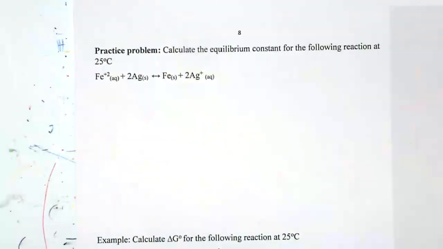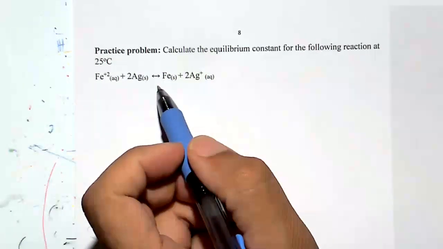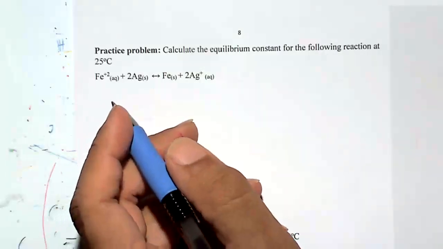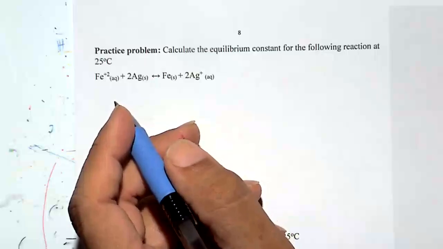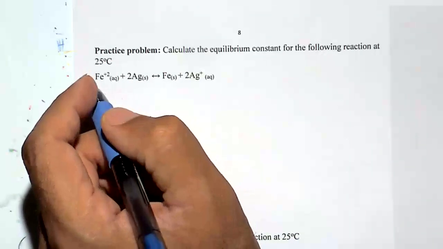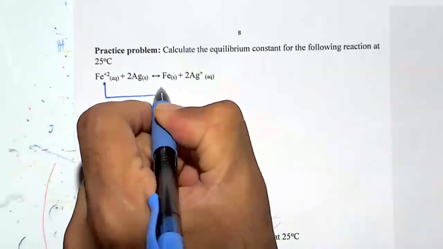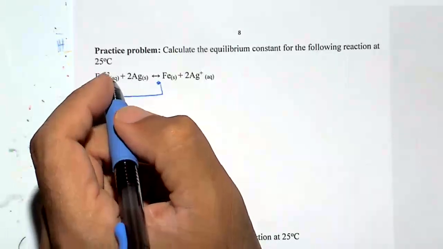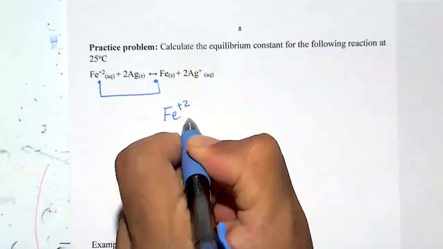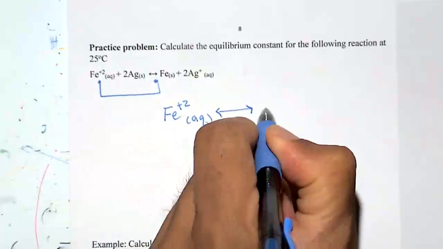All right, so let's do some problems together here. Calculate the equilibrium constant for the following reaction at 25 degrees C. So when you encounter this problem on the exam, what you need to do is break this down. Okay, you need to break this down. So iron plus 2 goes to iron. Okay, we'll do this in blue ink. Just go like this, iron.